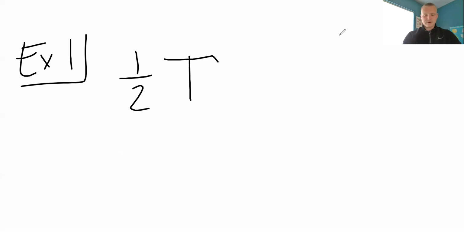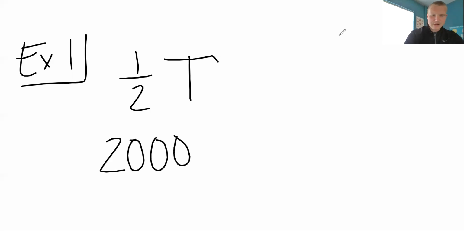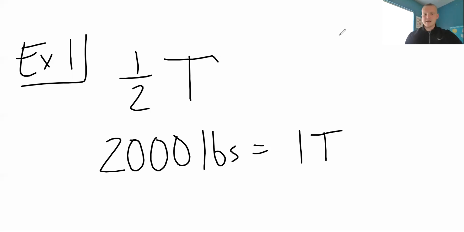So what is our conversion first off for a ton to pounds? What is for a ton to pounds? Yeah, Caleb? 2,000 pounds. So 2,000 pounds equals 1 ton. So what would 1/2 of a ton equal, Abby? 1,000 pounds. Yep, so 1/2 of a ton would equal 1,000 pounds.